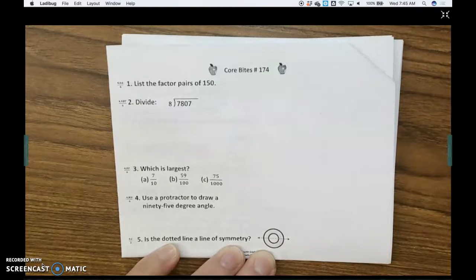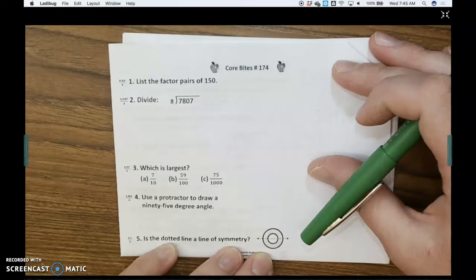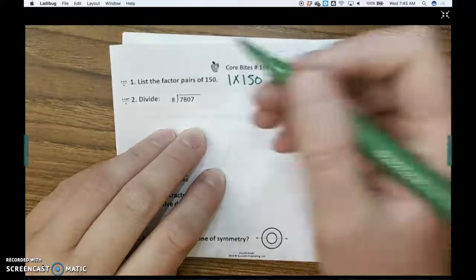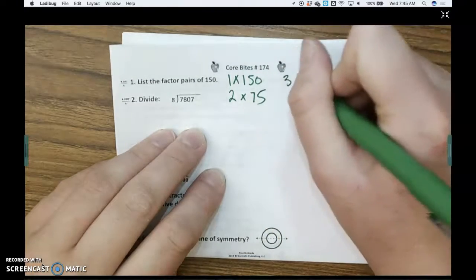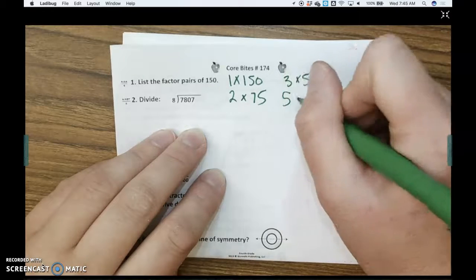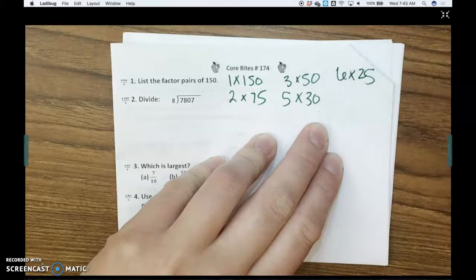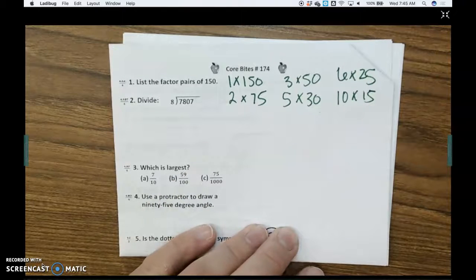The first one says list the factor pairs of 150. So all you're trying to do is think, okay, what two numbers can I multiply together to get 150? So you always start with 1. So 1 times 150, 2 times 75, 3 times 50. There is nothing times 4, but you can do 5 times 30, 6 times 25, and you can do 10 times 15. So all of those pairs multiplied together give you 150.